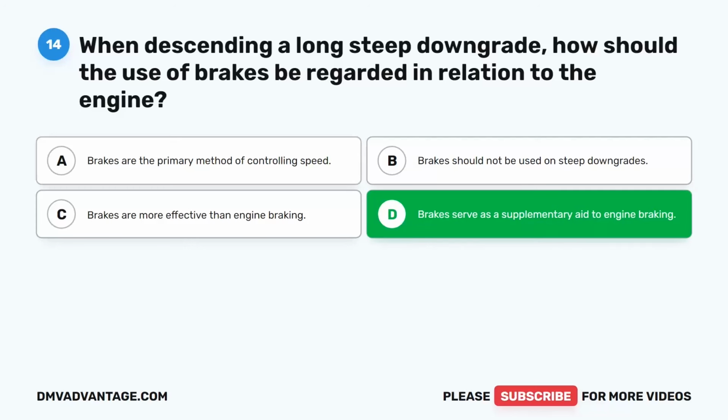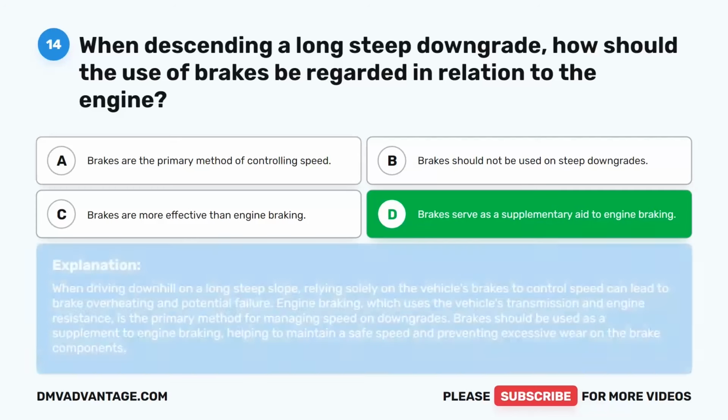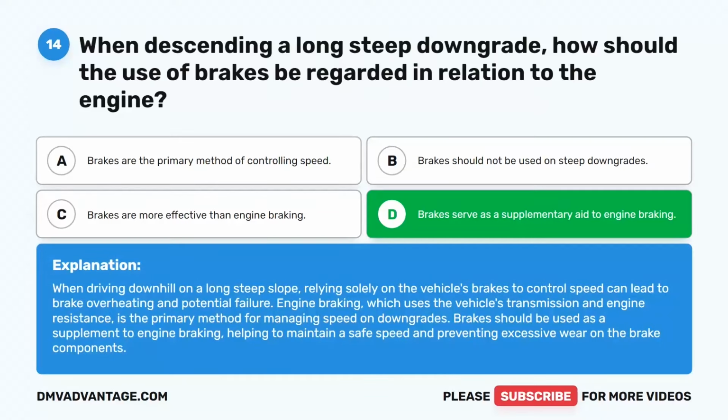Brakes serve as a supplementary aid to engine braking. When driving downhill on a long, steep slope, relying solely on the vehicle's brakes to control speed can lead to brake overheating and potential failure. Engine braking, which uses the vehicle's transmission and engine resistance, is the primary method for managing speed on downgrades. Brakes should be used as a supplement to engine braking, helping to maintain a safe speed and preventing excessive wear on the brake components.